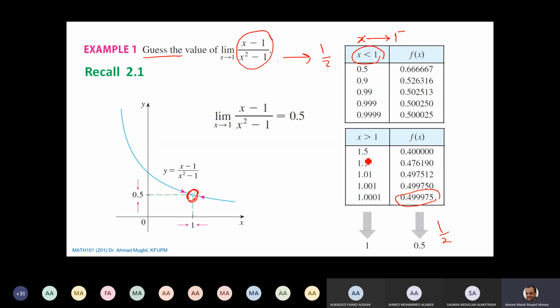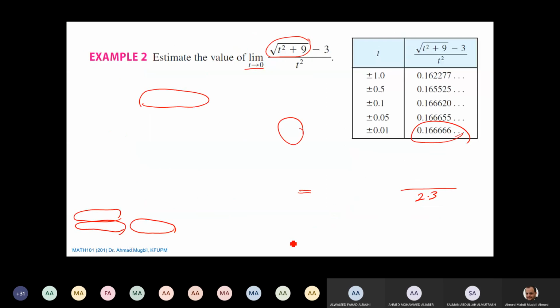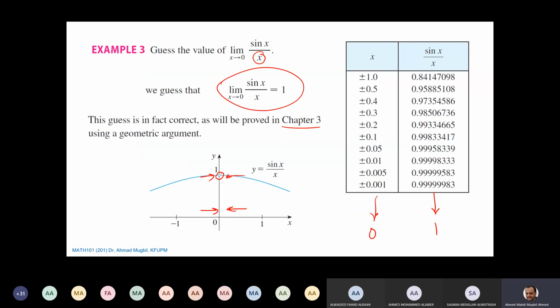Here x is greater than 1, 1.5, 1.1, 1.01, and so on. In this case, we have x approaching 1 from the right. Is it clear now? So this is the meaning of approaching from the left and right.